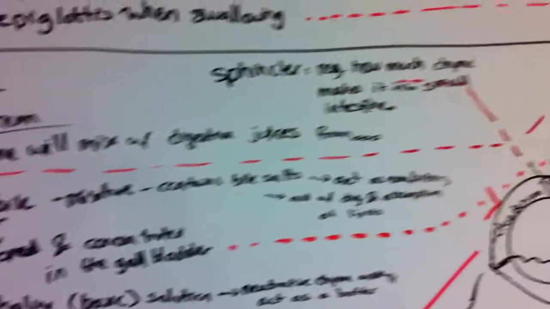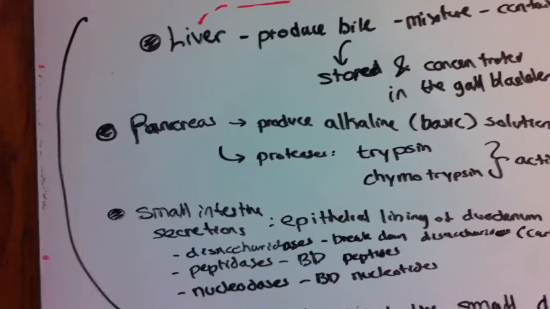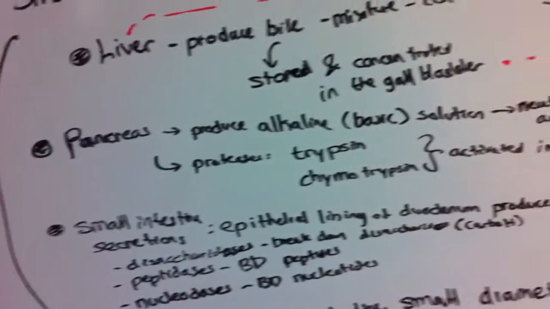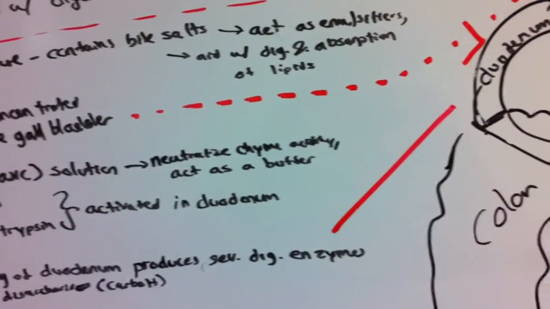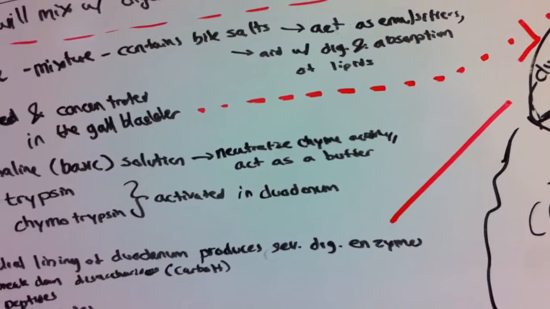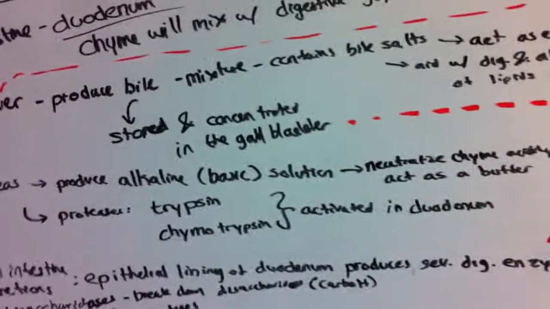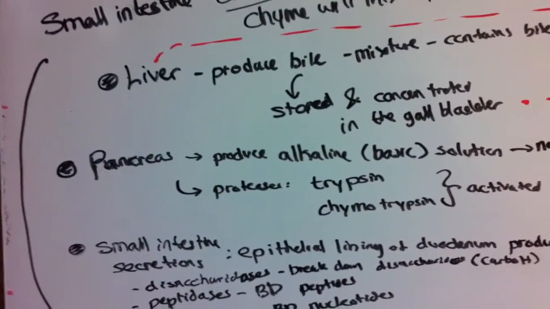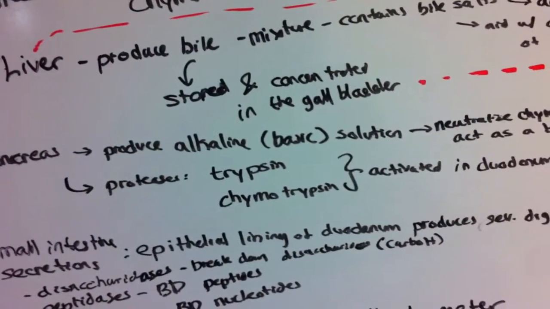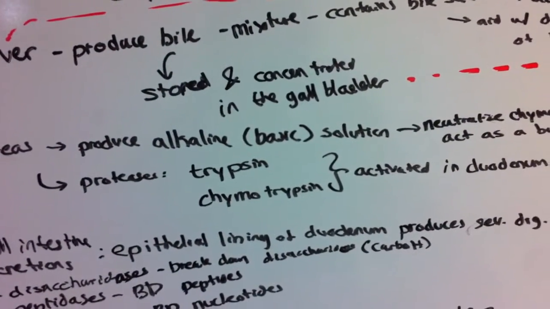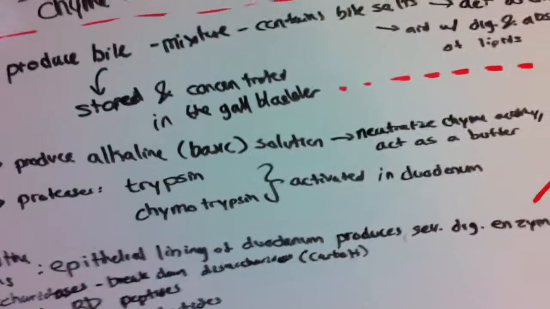Another source for the digestive juices will be from the pancreas. The pancreas will produce alkaline or basic solution, and the basic solution will basically neutralize the chyme and will act as a buffer so it doesn't burn when it goes through your small intestine. The pancreas also secretes proteases, and the proteases in this case are trypsin and chymotrypsin. These proteases will be activated in the duodenum.